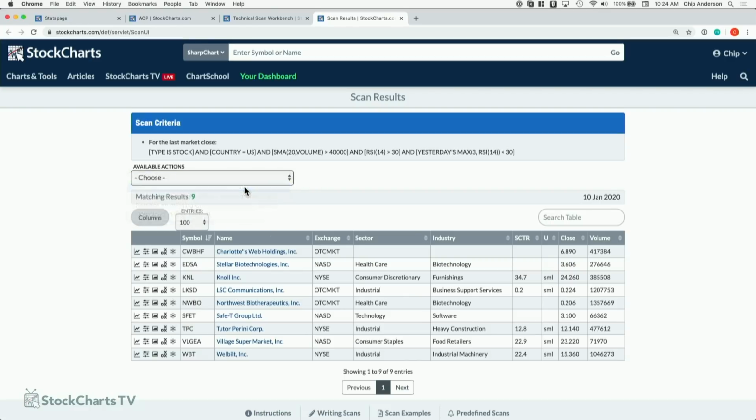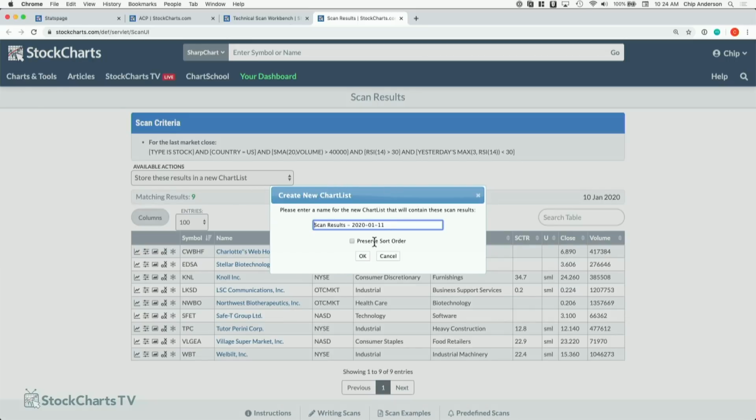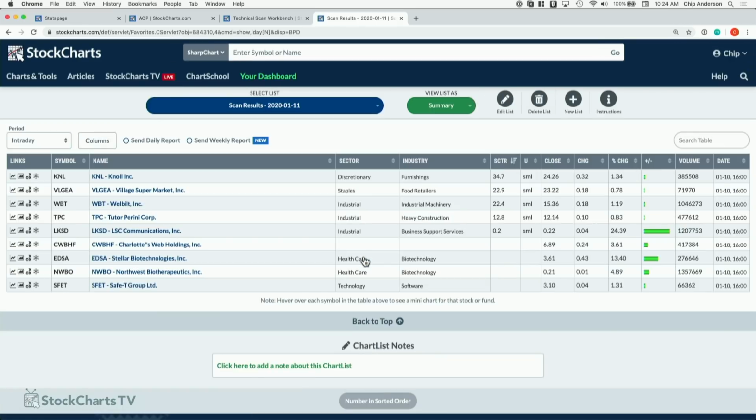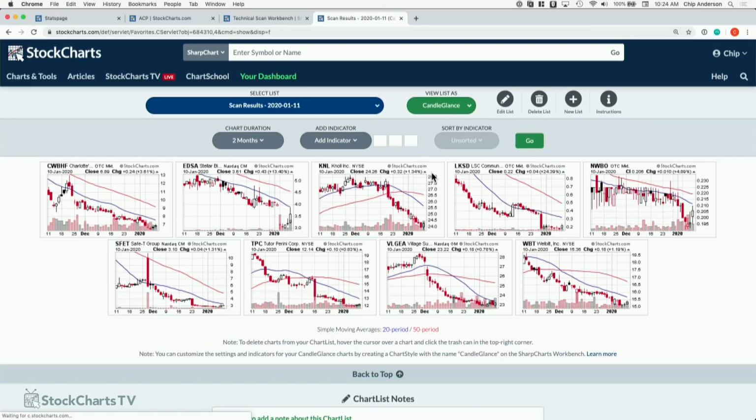I'm going to store these results in a chart list so that I can look at them in more detail. They're now stored in a chart list and they are part of my account. And I can look at them in a bunch of views. This is summary view, but the view that I'm most interested in when I initially run a scan is what I call candle glance view, the mini charts.